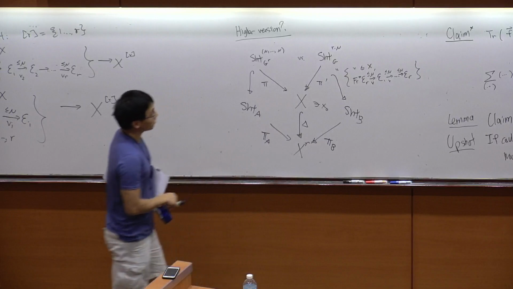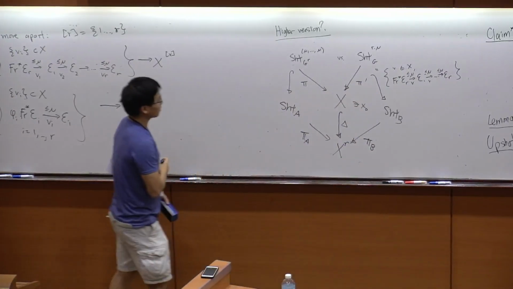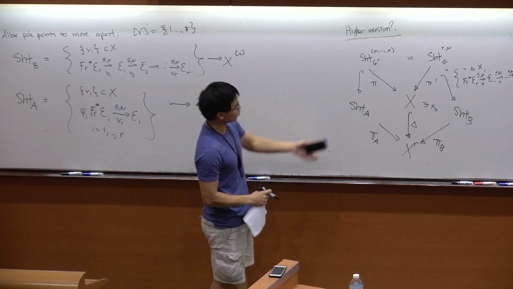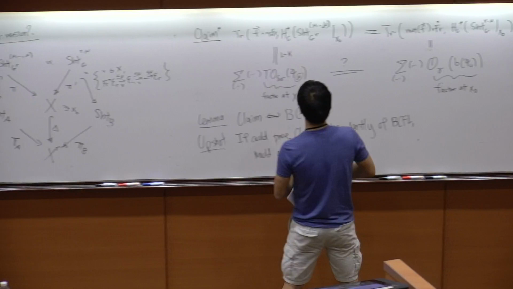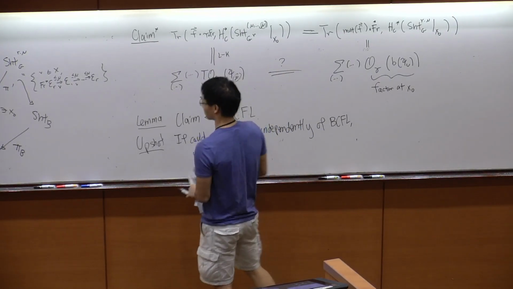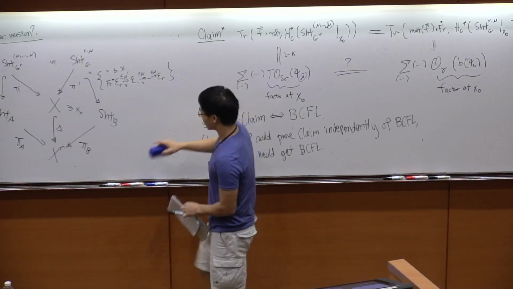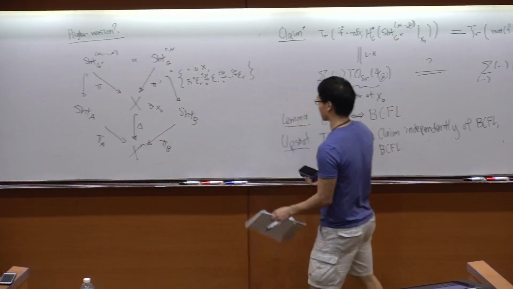So what I suggest to do, instead of trying to prove the claim, is to prove an even stronger version of the claim, which is that even for these bigger spaces, the cohomology of the fibers is the same.